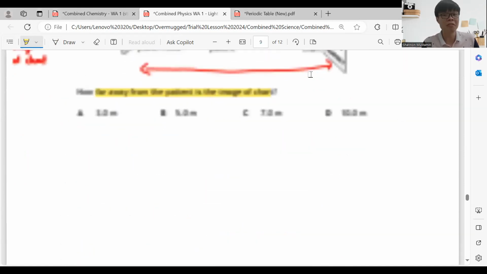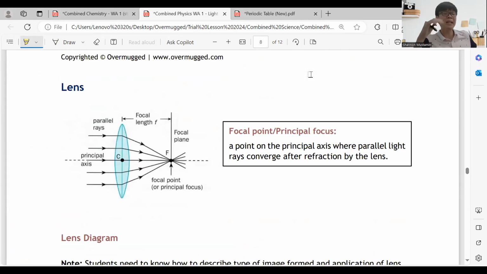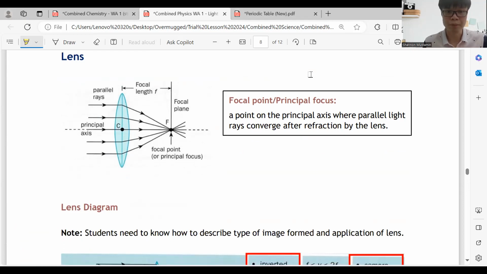Okay, that's for reflection. Now we go to lens. Lens is the third one, of course, the next easiest. Refraction will be the hardest, so let's do that last. Okay, what do we have here?